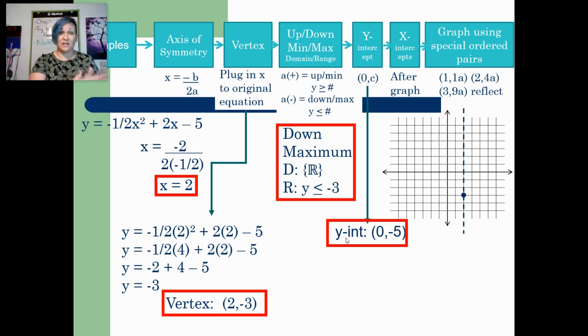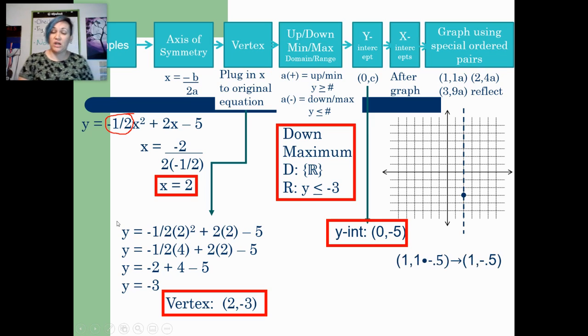Next, we're going to skip our x-intercepts and we're going to do graphing using our special ordered pairs. Now don't forget, we do need to multiply the y-coordinate by the letter A. And in this problem, my letter A is negative 1/2. Okay, so every y number needs to be multiplied by negative 1/2. We'll start with 1, 1, and that will change to 1, negative 1/2, or negative 0.5. So you're going to go over 1 and down just half a box. Make sure to reflect, so do it on the right side and on the left side.